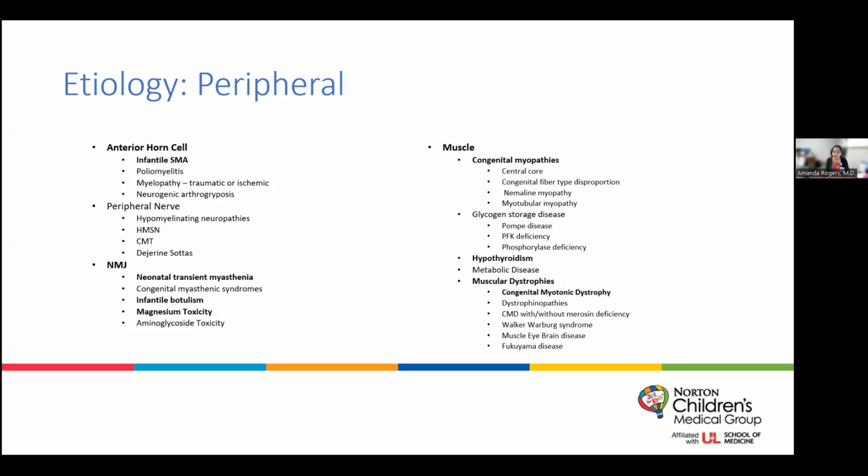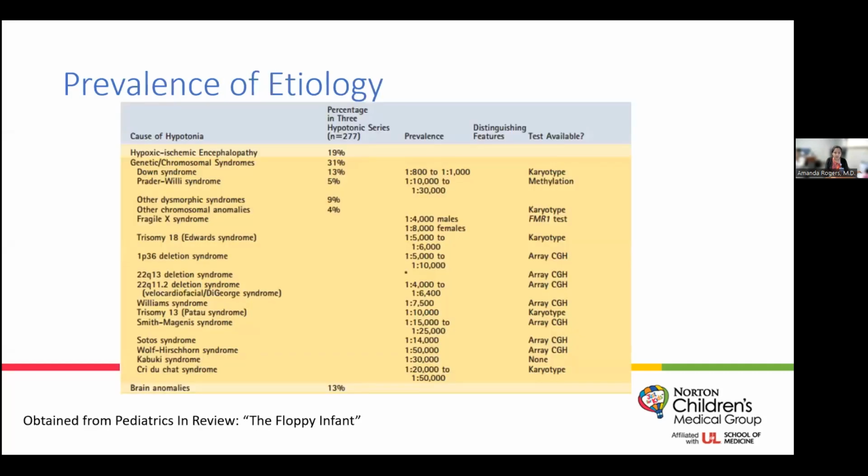In terms of peripheral etiologies, even though the list is pretty long here, they do form a smaller percentage of neonatal causes of hypotonia. Really, again, when we're thinking that the etiology is peripheral, thinking through the neuroaxis from the anterior horn cell to the muscle helps you localize what the exact etiology might be. So in the next few slides, I'll just focus on some of these things that I've highlighted, some of the common causes of central and peripheral hypotonia.